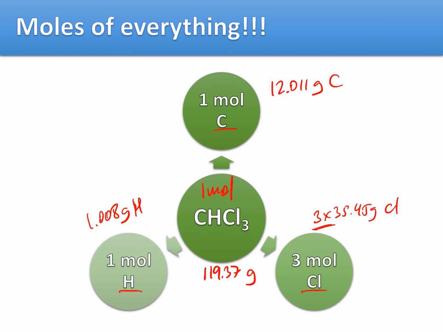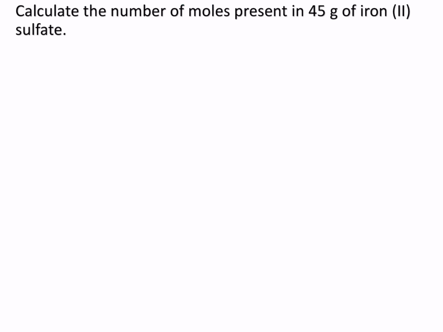How can we put this to a practical application? How about we calculate how many moles you have in 45 grams of iron sulfate? A little check on nomenclature here. Iron 2, that's Fe2+, and sulfate is 2-. If you switch those charges and simplify, then you have FeSO4.